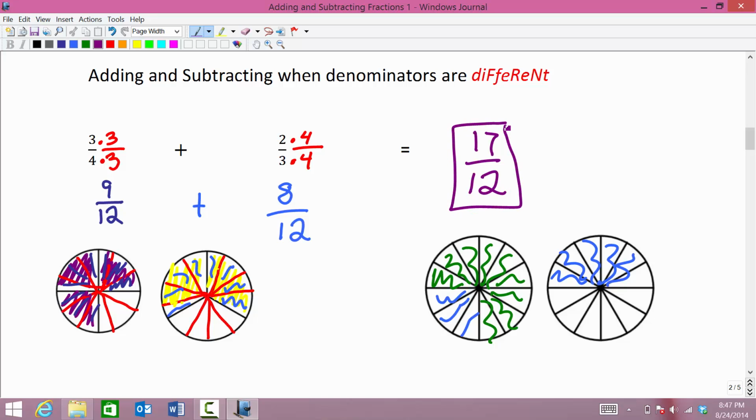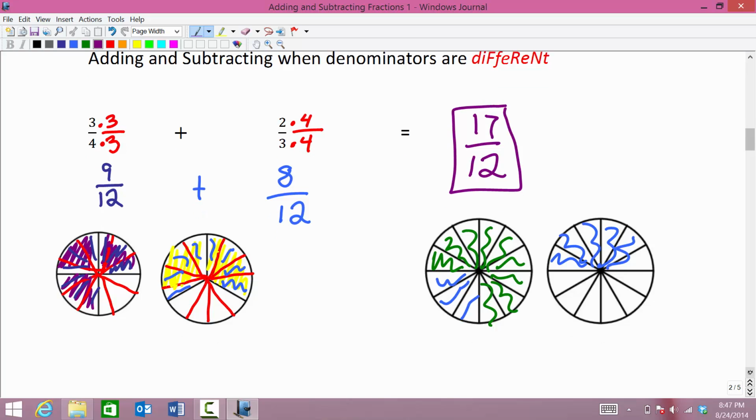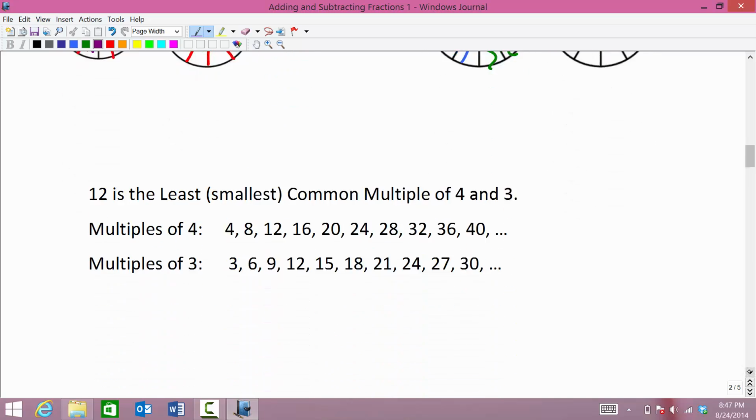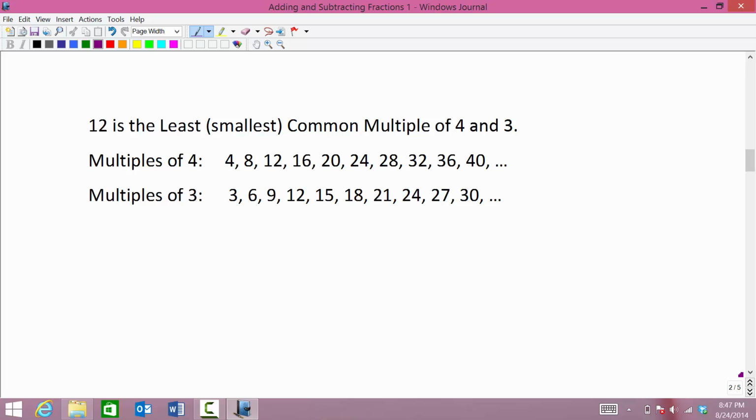So we have to have the same denominator, which means both fractions have to be broken up in the same number of equal pieces so that we can say that we have 17 out of those 12 equal sized pieces. 12 is actually what we would call the least common multiple of 4 and 3. Least means smallest. When I look at the multiples of 4 and the multiples of 3, when I look for the numbers that they have in common, 12 is the smallest multiple that they have in common.